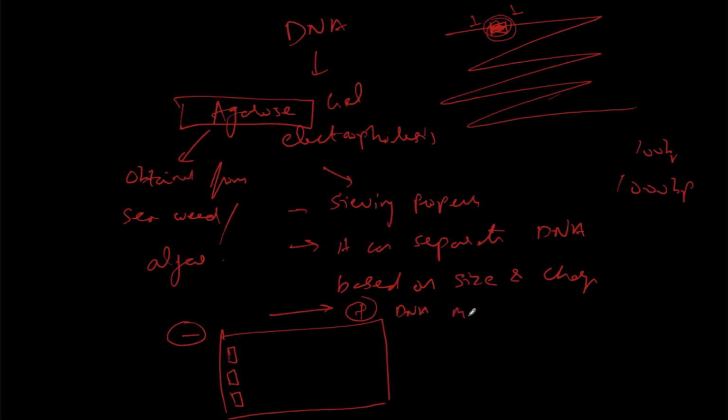DNA moves towards the anode. So once we load it after digestion, the sieving is basically a property of being porous, having pores. The smaller one will easily pass and come here, the 100 base pair, and the bigger one will pass very slowly, and therefore we'll have a difference like this. And this is how it is based on the size and the charge.